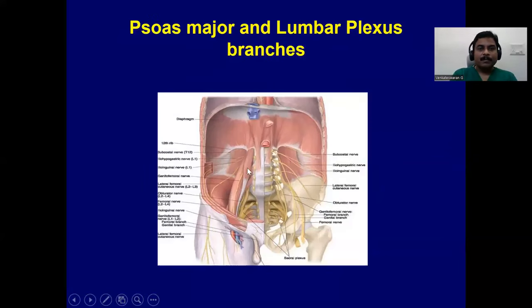Once the lumbar plexus is formed within the muscle, the branches arise. The main branches, the ilioinguinal, iliohypogastric, lateral femoral cutaneous nerve of thigh, and the femoral nerve, come out of the lateral border of the psoas major muscle. Then the genitofemoral nerve comes over the anterior border of the psoas major muscle, and the obturator nerve comes mainly over the medial border of the psoas major muscle. So that's how the branches arise on either side of the psoas major muscle.